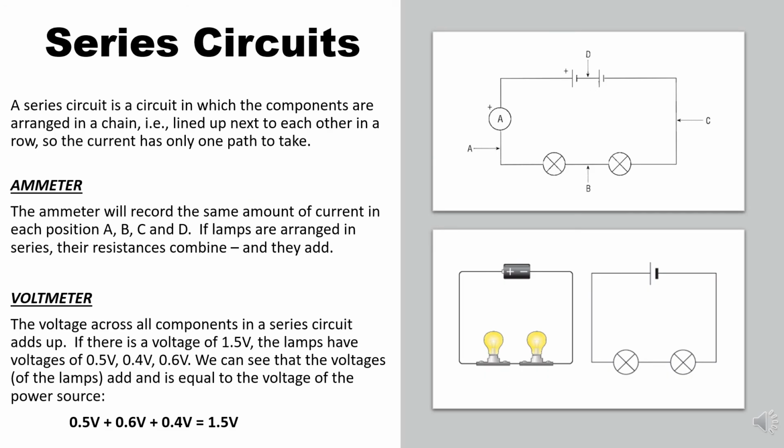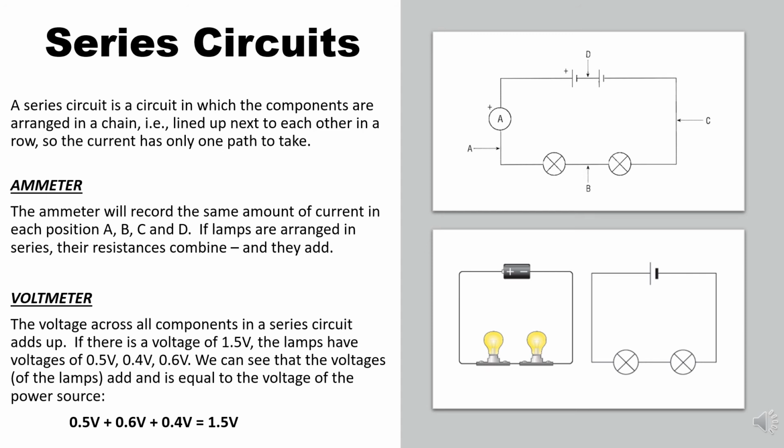Series circuits. A series circuit is a circuit in which the components are arranged in a chain, that is, lined up next to each other in a row so that the current has only one path to take. In reference to the first diagram as shown in the picture, the ammeter will record the same amount of current in each position A, B, C and D. If the lamps are arranged in series, their resistances combine, they add. The voltage across all components in a series circuit adds up.